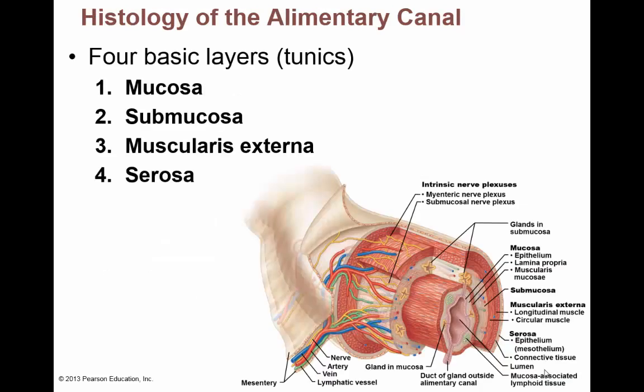Now, there are 4 basic layers in the alimentary canal, or the GI tract. We learned them in lab. We looked at a cross-section of the esophagus. These are the 4 basic layers as you go through the entire GI tract. There are some differences as you go through different parts of the GI tract, but there are the 4 basic layers. Starting from the inside and out, we're going to look at the mucosa, the submucosa, which is underneath it, the muscularis externa, and the serosa. Good picture to know.